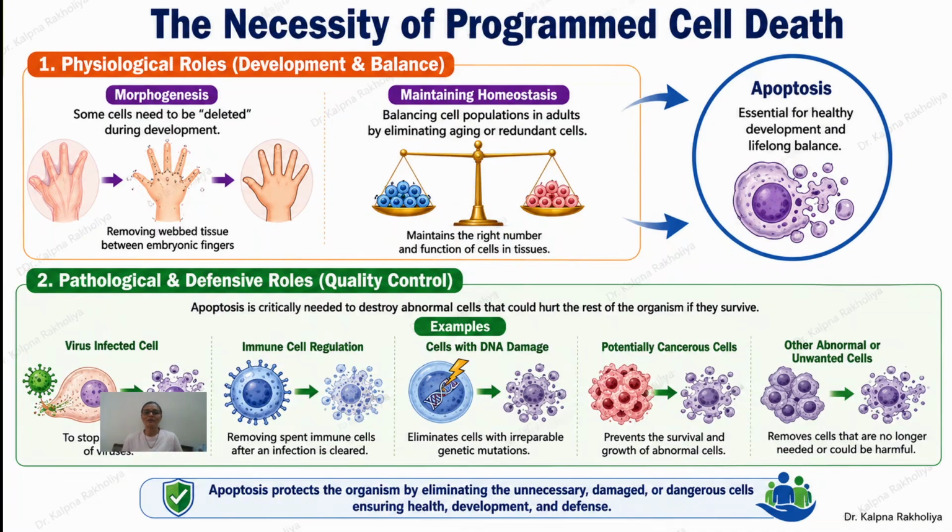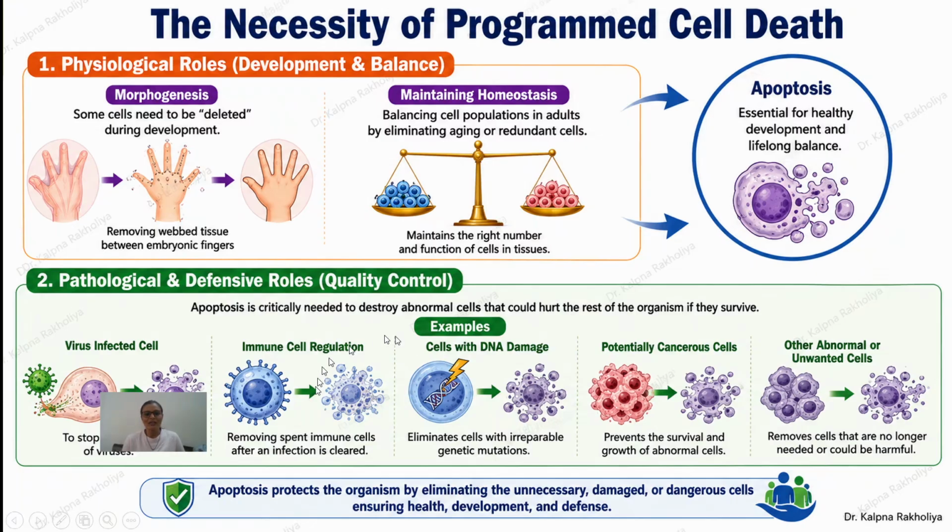The second is its role in pathological conditions. Once a virus infects our body, that cell is a virus-infected cell. If this cell survives, then it releases many progeny of the virus. So at that time this cell should be destroyed. Here apoptosis plays a very important role and stops the spread of the virus.